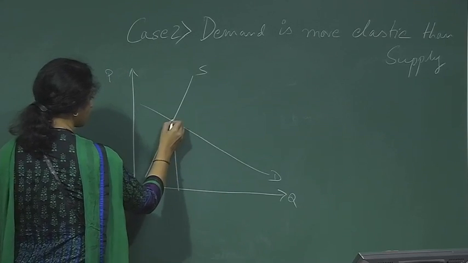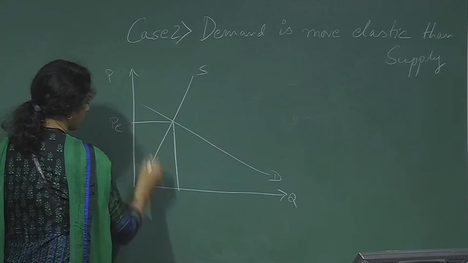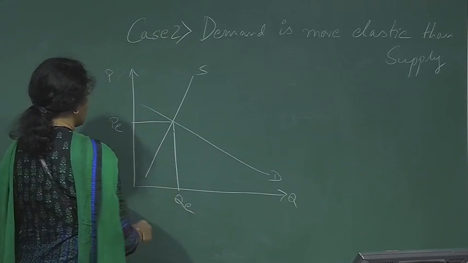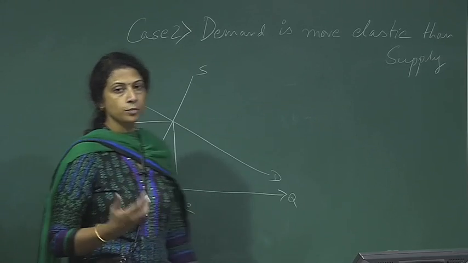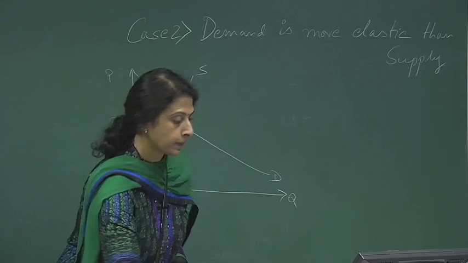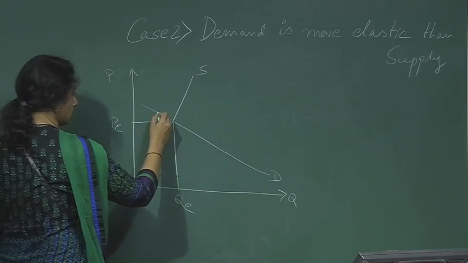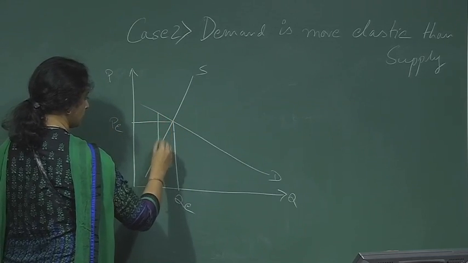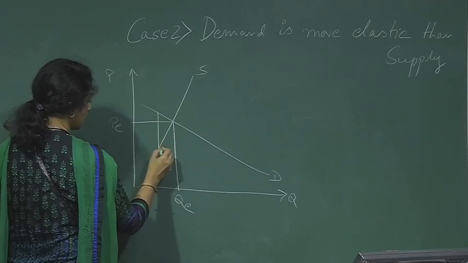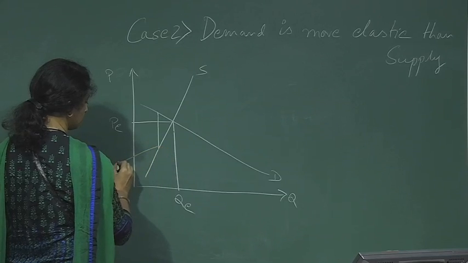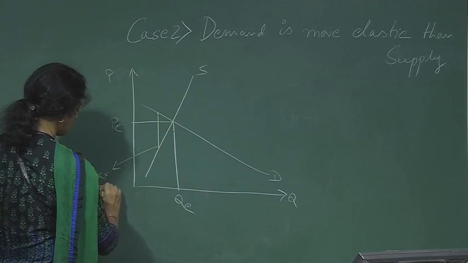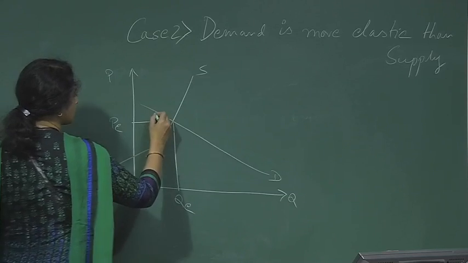Again, you have an equilibrium price PE and equilibrium quantity of QE. Now again, a tax of amount T is imposed. So this is almost the same amount of tax that we have been drawing. So this be the tax, that is tax T. So this amount of tax is imposed.